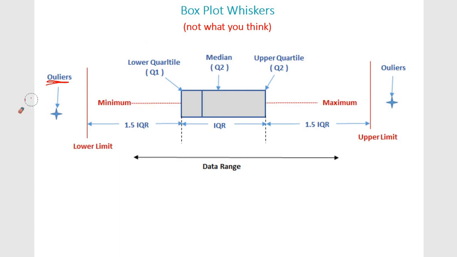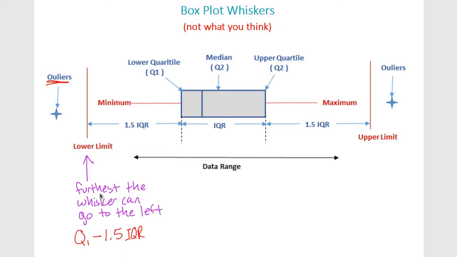So how do you know what that lower limit is? That's with the outlier formula. So we have our interquartile range. From here, we can only go out as far as 1.5 times that distance. That would be considered normal, within normal range. So your lower limit is the furthest the whisker can go to the left, and it's your Q1 minus that 1.5 distance.